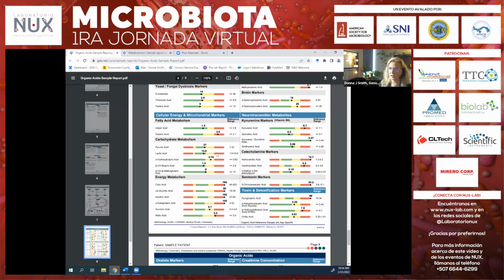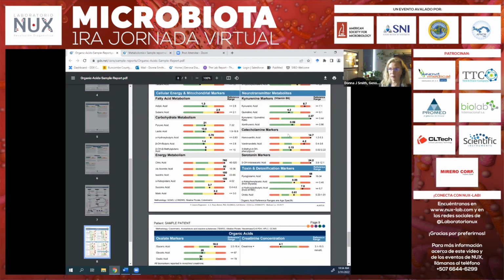This first group is for your kynurenine pathway. Now, this whole pathway is very B6 dependent. So if there are elevations here, it is an indication for B6. And these are metabolites from the amino acid tryptophan as well.